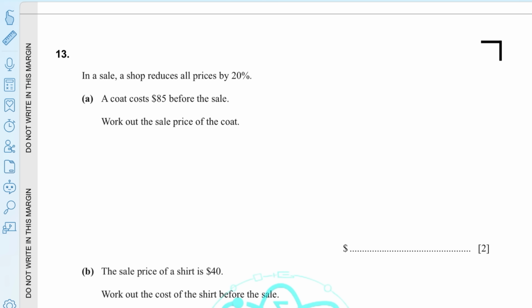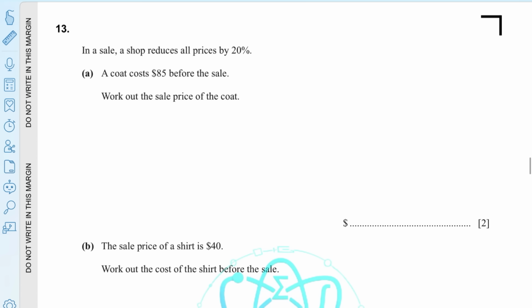Next question is a percentage question, right? In a sale, a shop reduces all prices by 20%. A coat cost $85 before the sale. Work out the sale price of the coat. That means on the price you're going to get a discount of 20%. First, we'll find out what is 20% of 85.